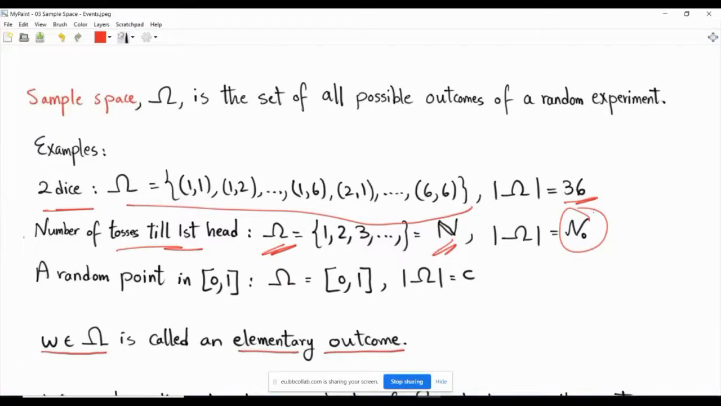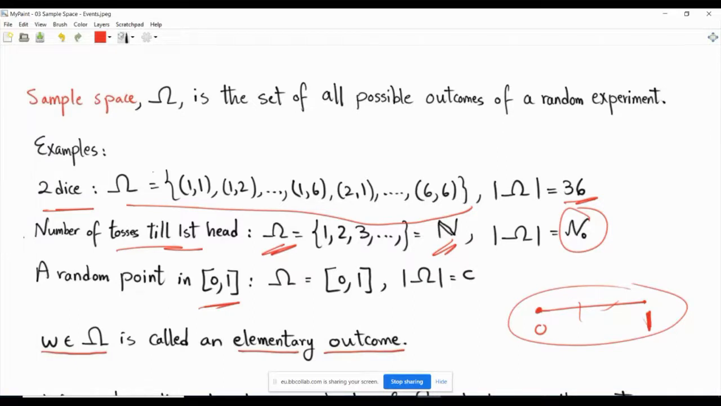Then in another experiment, you may be interested in picking a point on the real line between 0 and 1, inclusive. So you get any number between 0 and 1, and this is an interval. And remember, in the previous slide, we said that intervals on the real line have the same cardinality as the set of real numbers. This cardinality is called C, small c, and small c is strictly greater than Aleph naught.